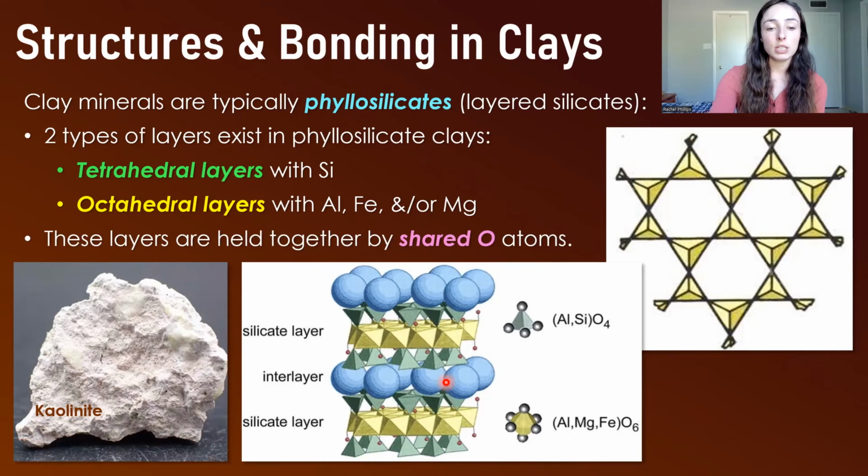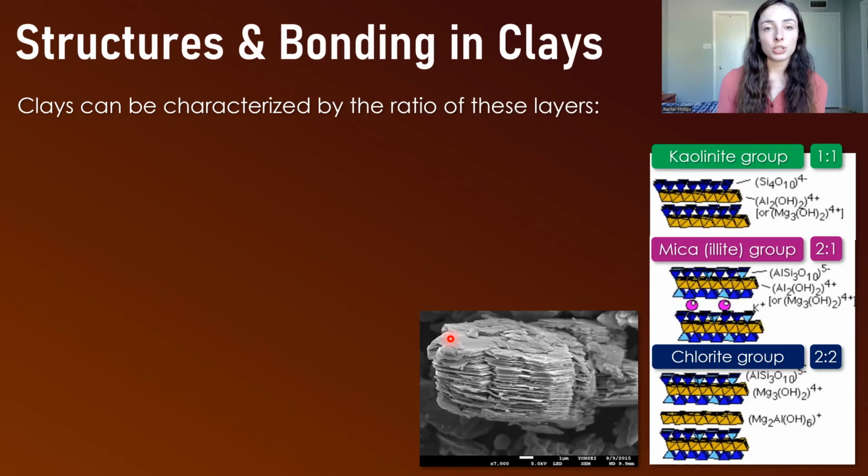In any case, the tetrahedral and octahedral layers are held together by shared oxygen atoms. So basically, like you can see in the tetrahedra here, there's 4 oxygen atoms surrounding a silicon or aluminum atom. And in the octahedra, there's 6 oxygen atoms surrounding a center aluminum, magnesium, or iron atom. And these oxygen atoms will be shared at the edges of the tetrahedra and the octahedra in between those two layers. The layered nature of clay minerals or phyllosilicate clay minerals makes them layered in their macro structure as well as their microstructure.